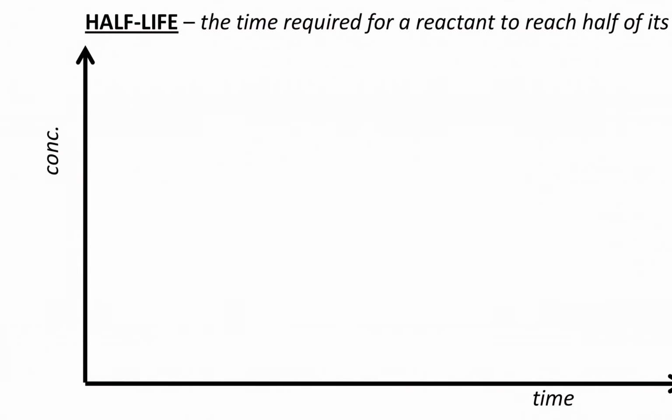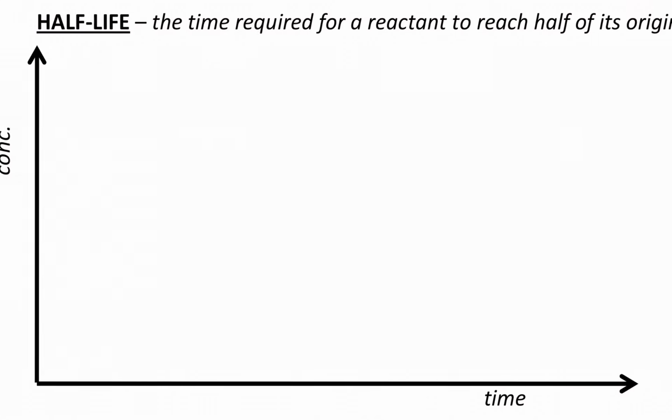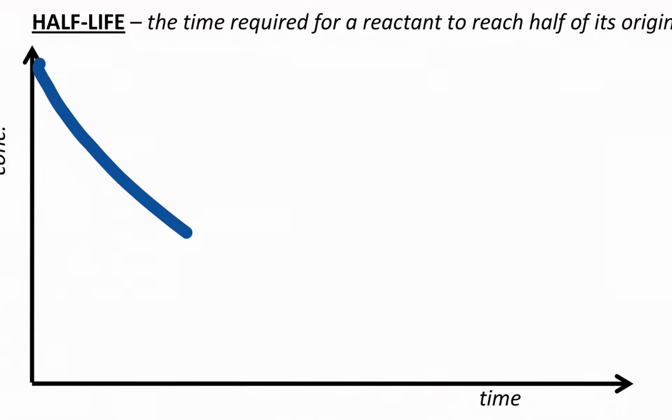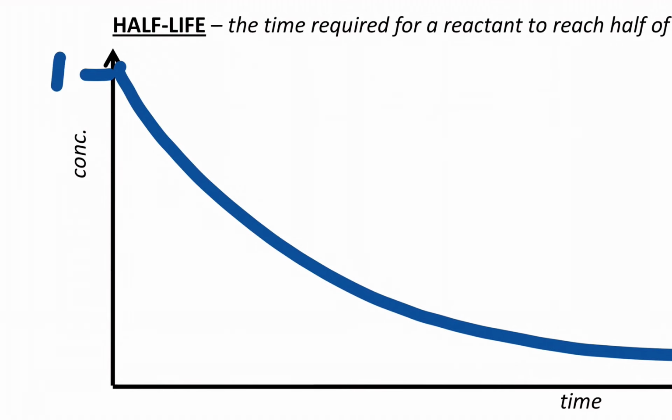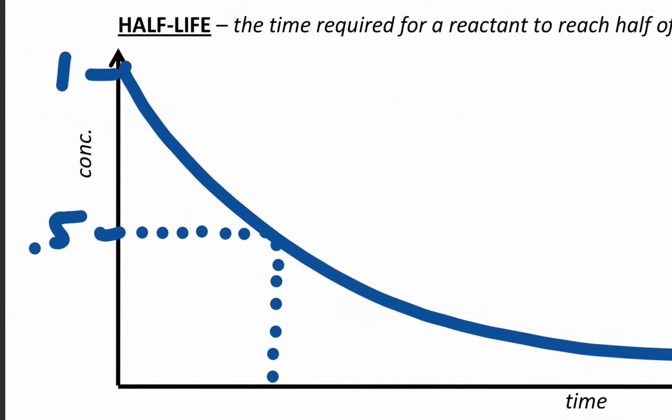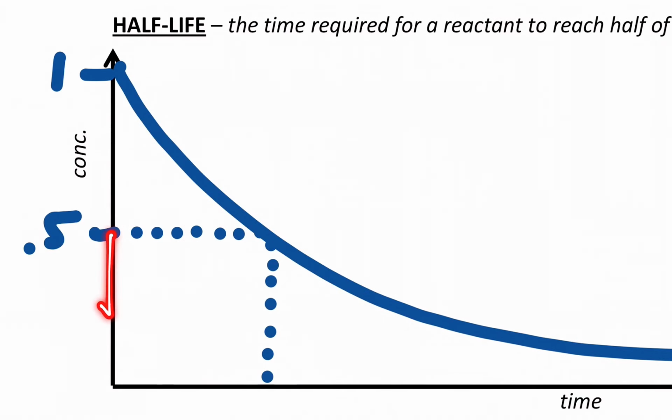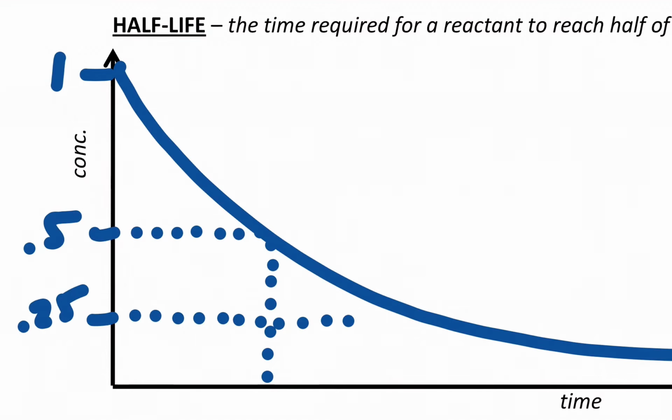If it was first order, we would see a decay that looks something like this. It would never hit 0, but if I started at a value of 1, I would get to a value of 0.5 after a certain amount of time. And I'm going to benchmark that time on the x-axis. And then there's some amount of time for this to get cut in half again. So how do I get to 0.25? Well, that's going to hit the graph at some other amount of time.